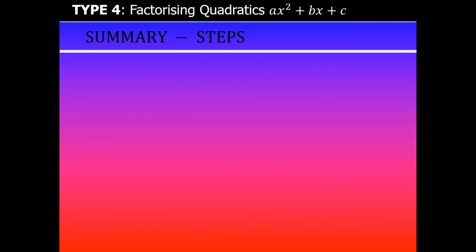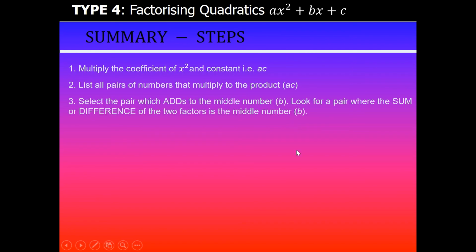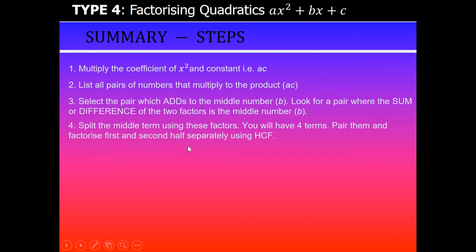In summary, these are the steps you need to follow. First things first, you need to multiply the coefficient of x squared and the constant, in this case a times c, and then you list all the pairs of numbers that multiply to give you that product ac. Once you've got that, you select the pair which adds to the middle term, which is b, looking for the pair where the sum or difference of the two factors is the middle number in the original expression that you're factorizing, and then you split the term using these factors.